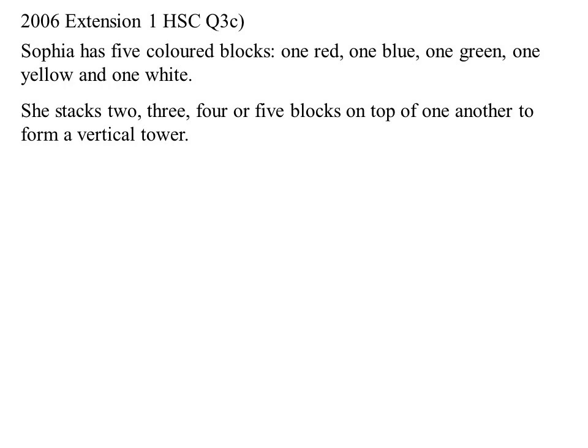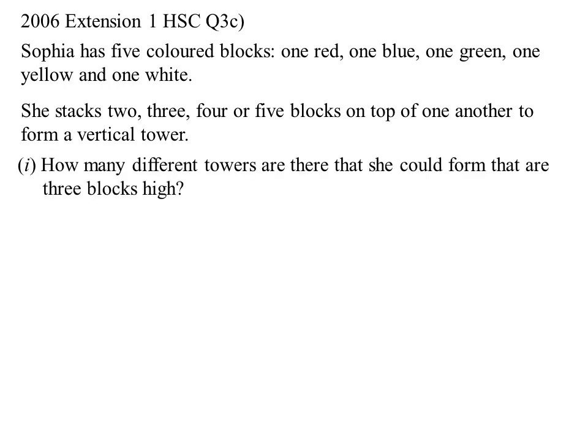Let's have a look at this HSC one, a little bit more recent. Still a fair way to go, but a bit more recent than the last one. Sphere's got 5 coloured blocks. One's red, one's blue, one's green, one's yellow, and one is white. She creates little towers playing with the blocks, stacking 2, 3, 4, 5 on top of each other. How many different towers that are 3 blocks high? I've got 5 blocks. The arrangement's important because the colours would make different towers. So it becomes 5P3. There are 60 different towers we could make.